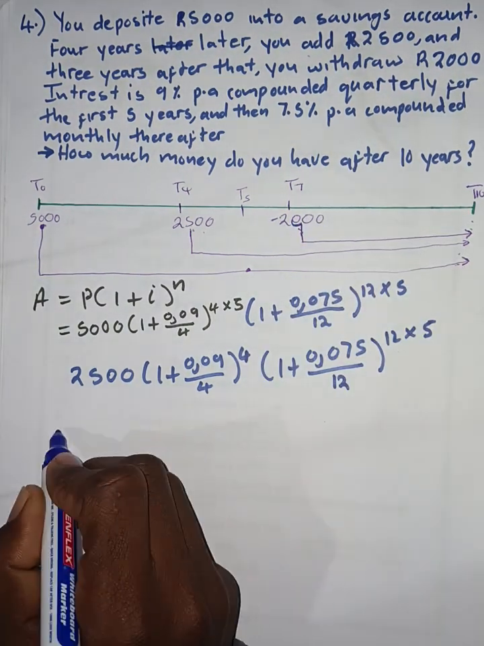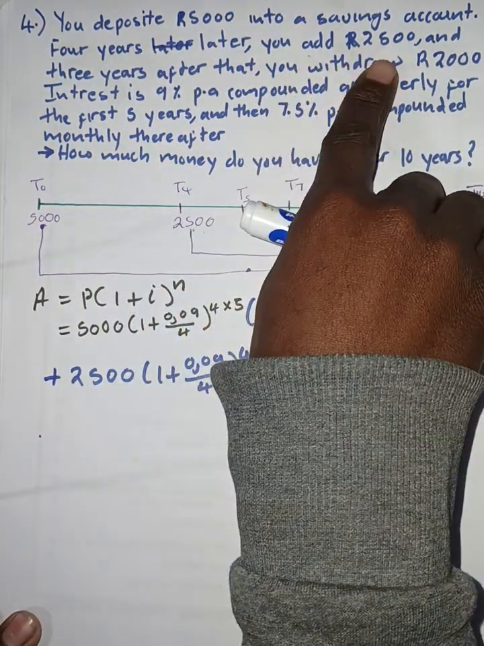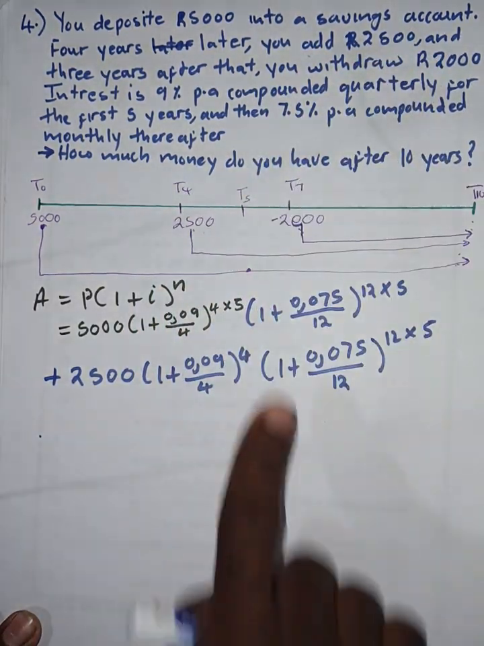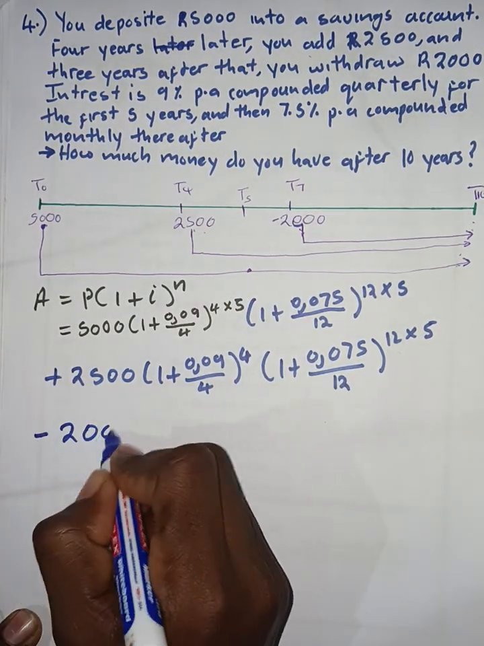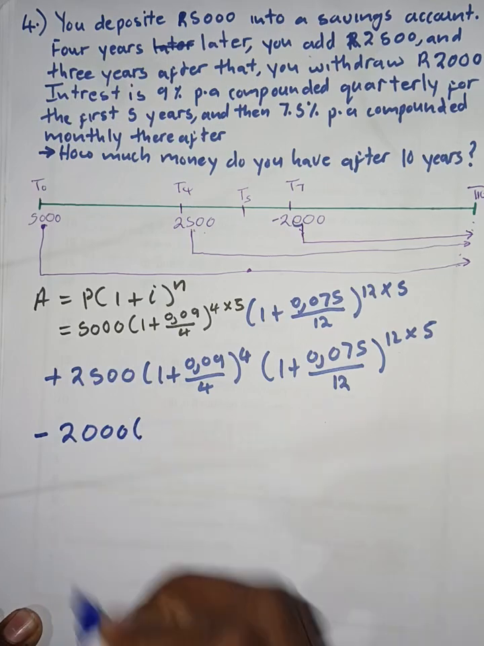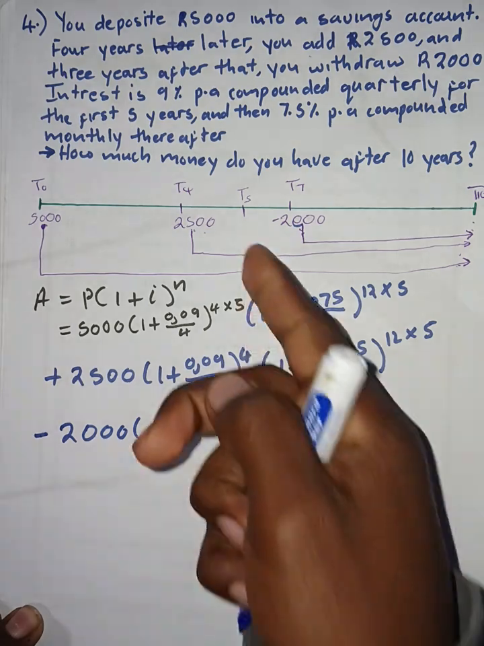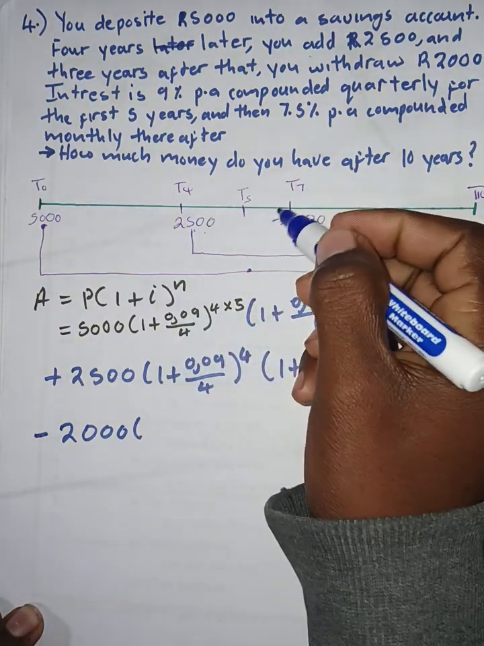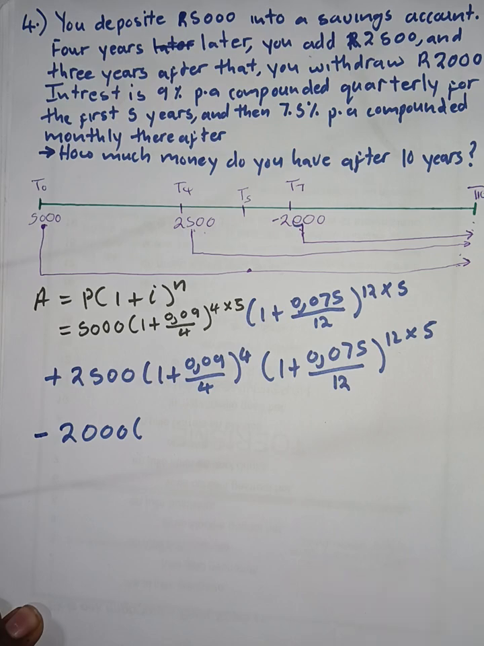And then I'm going to do the same thing with the 2000. So I added the 2.5 into my account, right? But for that 2000 I subtracted it, so that would be minus. Now I'm going to invest it, so I'm going to put 2000. Now remember that I withdrew that 2000 after the interest had already changed. So in this case it wouldn't gain any of the 9% compounded quarterly.